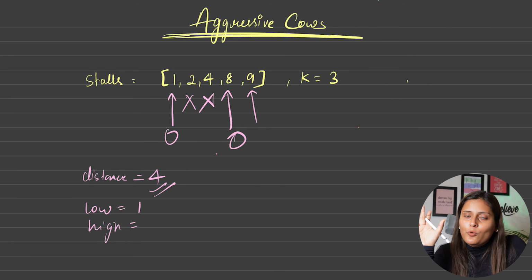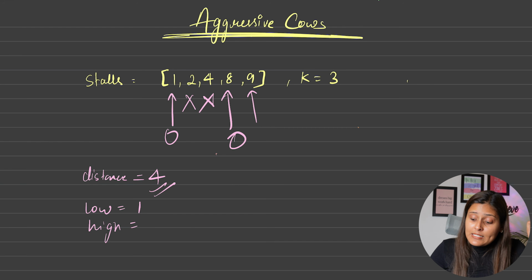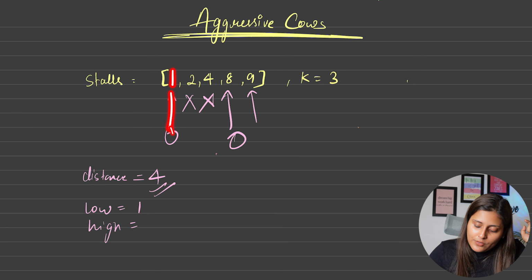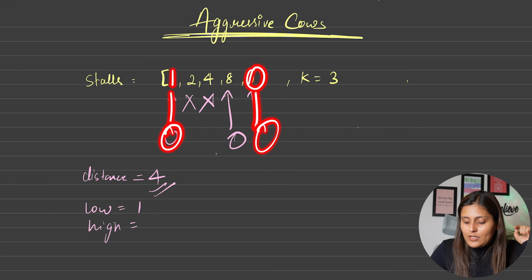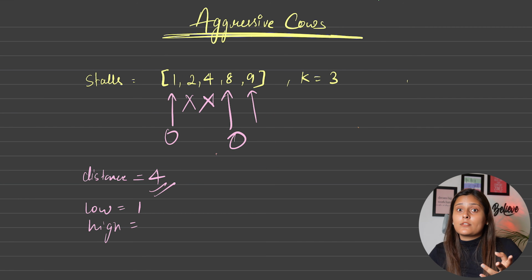Yes, we will try to take the minimum of it. As you can see, the question mentions the minimum cows will be 2. Now, if you put one cow at the first position and the second cow at the last position, correct? Then whatever is the minimum gap between them will be the final answer.